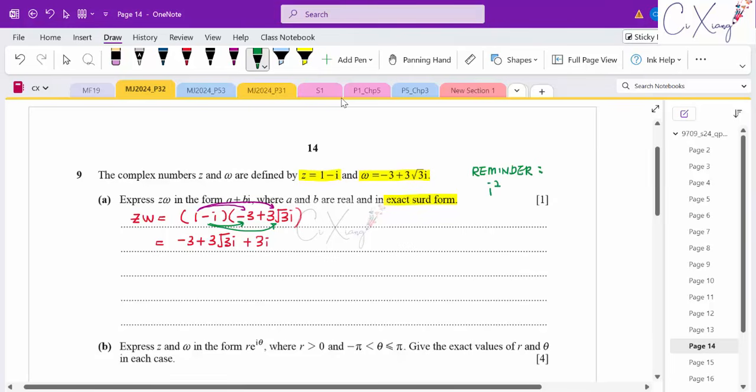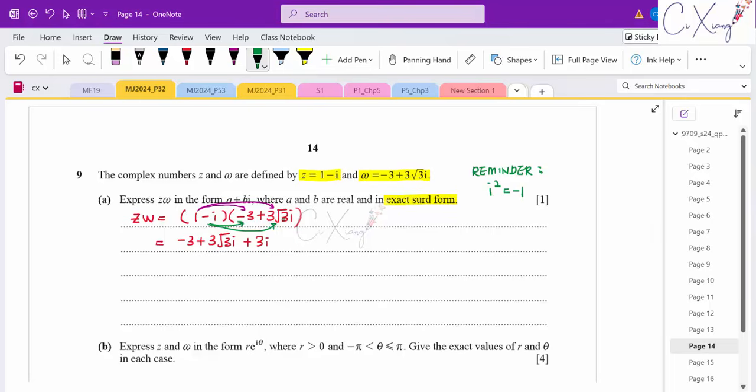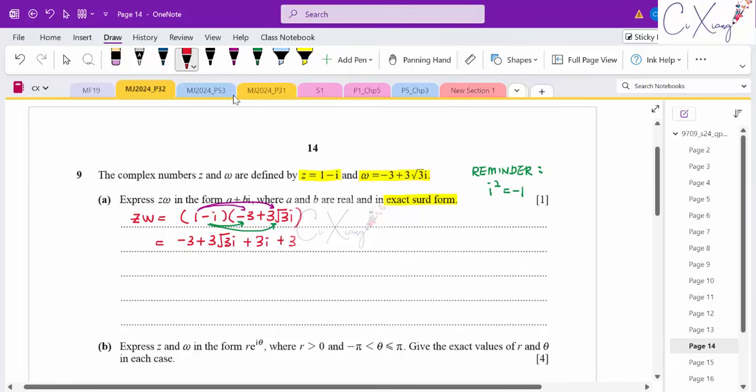So i squared is equal to -1. When you have negative i multiplied with 3 square root 3 i, you have -3 square root 3 i squared. If we change i squared to -1, then you will have positive 3 square root 3. I group all the terms without the i together, so I have 3 square root 3 minus 3, which is the real part of the complex number. The imaginary part will be 3 square root 3 plus 3, and then I factorize out the i. So this is the multiplication of two complex numbers.